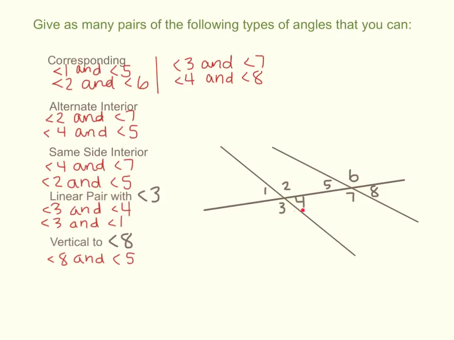A linear pair with 3. Now remember, a linear pair are two adjacent angles that are supplementary. So I look at 3 and I see that 3 and 4 make a straight line. I also see that 3 and 1 make up a straight line. And then a vertical angle to angle 8. We know that these two lines are the same, so angle 8 and angle 5.